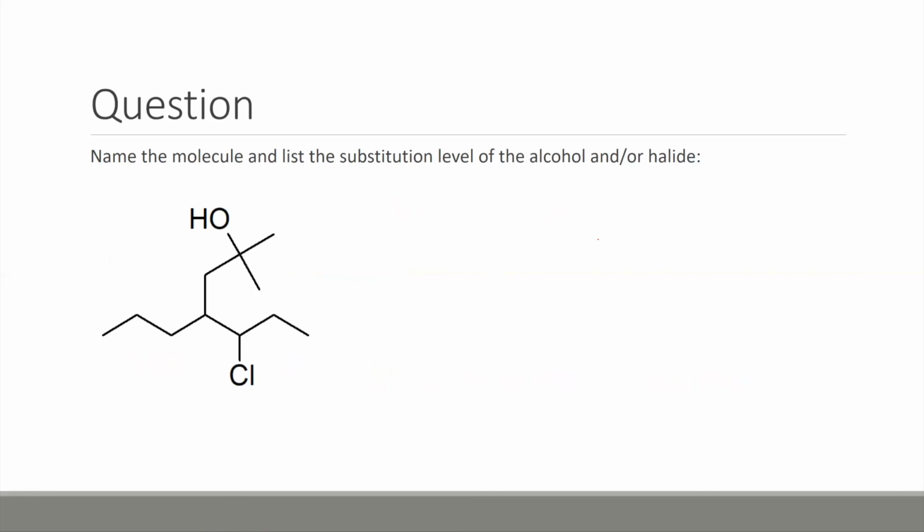Okay, and let's try one more. Again, we're going to find the longest chain where our OH and our chlorine are connected. So I'm going to start from here because I know it includes our OH directly bound to it. This is a carbon. This is a carbon. This is a carbon here. Now I'm going to go the way that has the chlorine directly attached, which is here, here, and here. So that's 1, 2, 3, 4, 5, 6, 7. So we have a heptanol as our base.